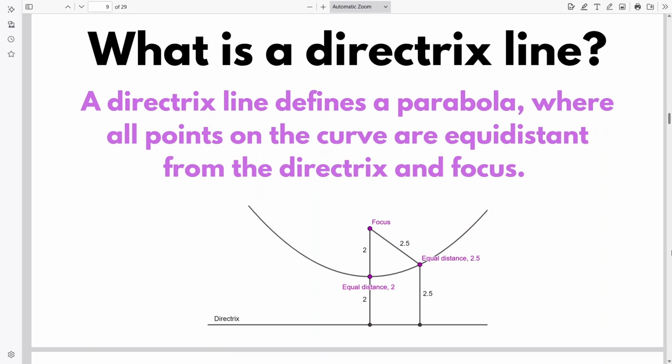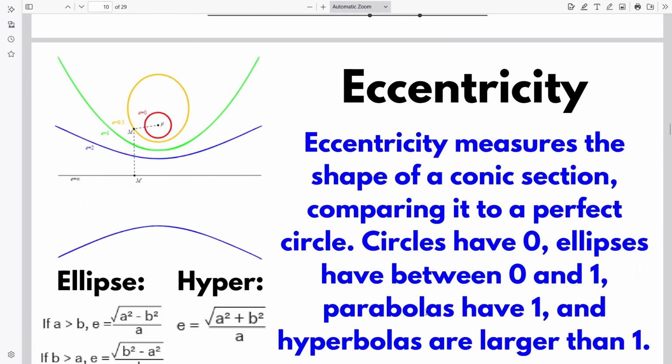Okay, so what is a directrix line? A directrix line defines a parabola. So basically all the points on the curve, as shown in this picture here, are equidistant from the directrix and focus. There's a point here, it's an equal distance. There's a point here, it's also an equal distance.